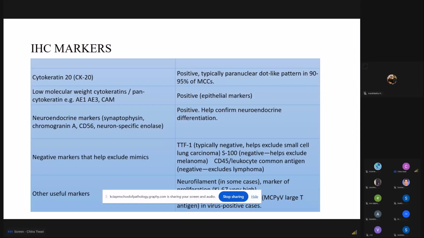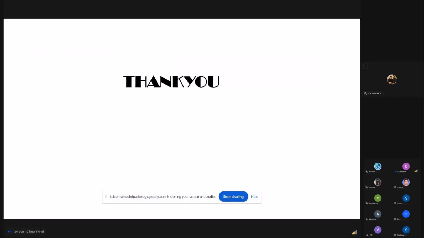Other useful markers can be neurofilament and the proliferation marker Ki67. And also we can look for Merkel cell polyomavirus large T antigen in the viral positive cases. Thank you.